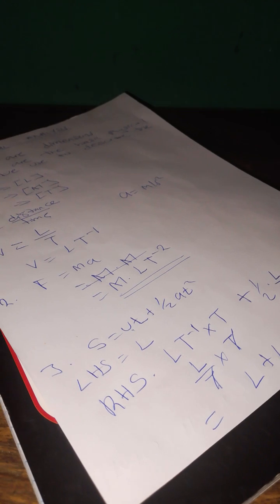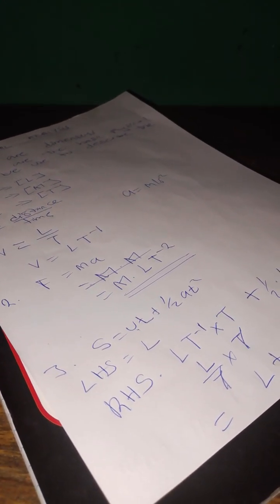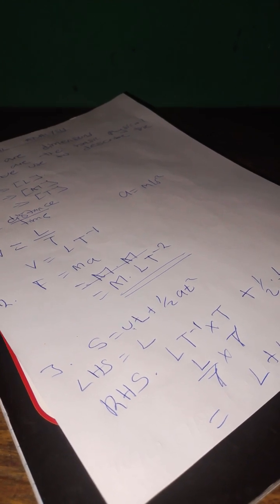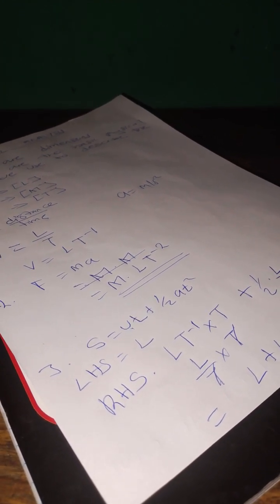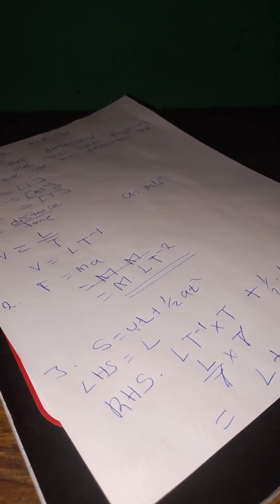So what are the applications of dimensional analysis? They are used to check if equations are correct, and also to convert units, and also to derive new relations in physics.